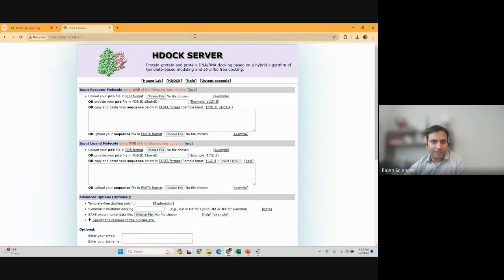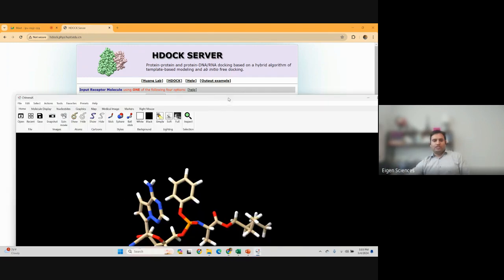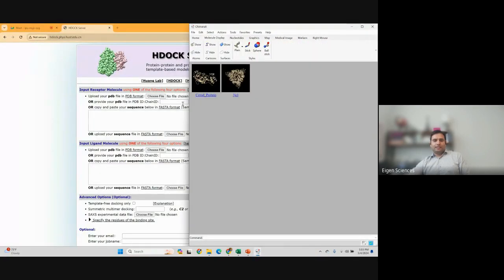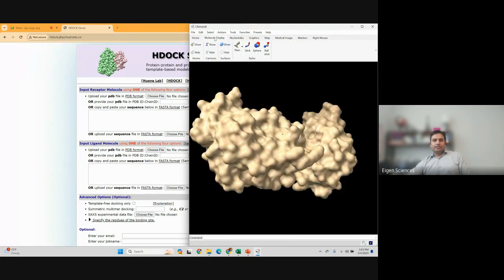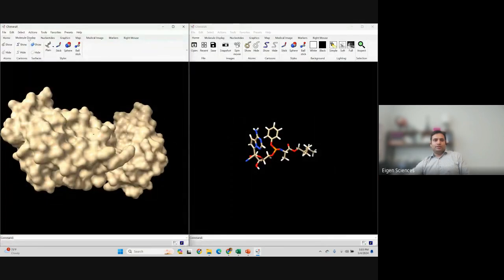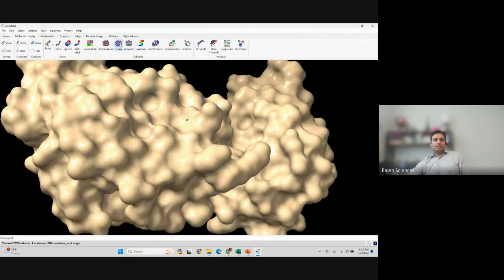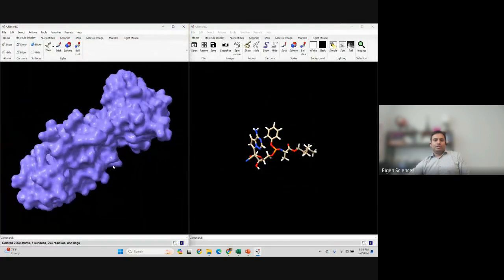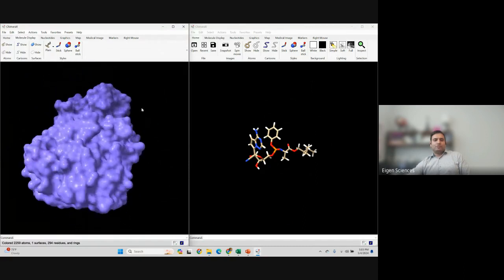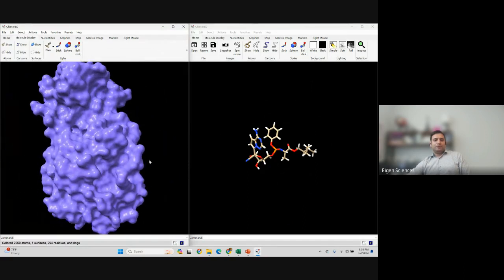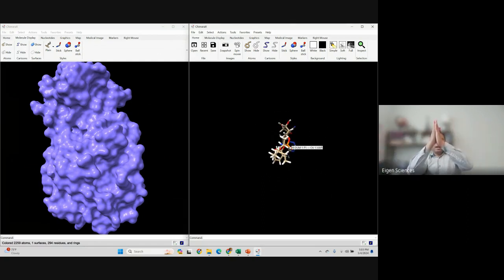Okay, so this is the server. What I'll do is try to bind the drug and the coronavirus protein, and see how they will bind. You can imagine there are two Legos. Lego number one is this purple color protein, and Lego number two is this drug. How can they both bind together? That's what we will be looking at.